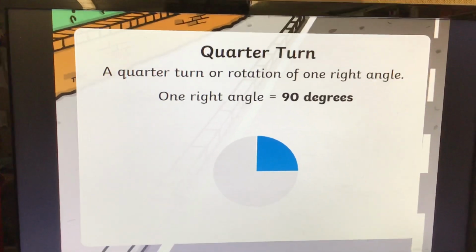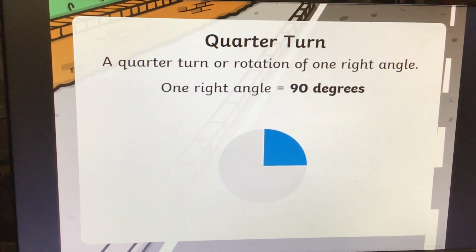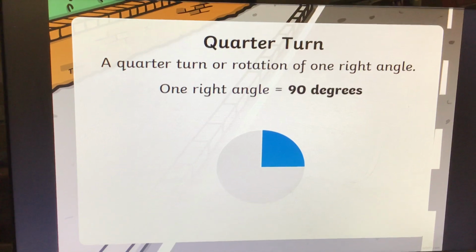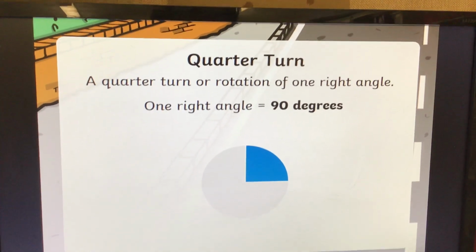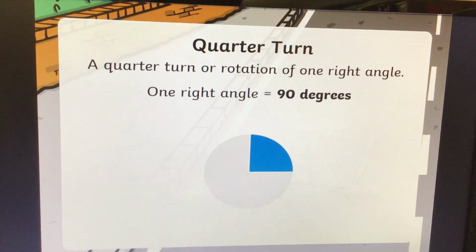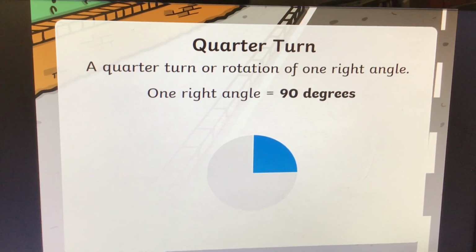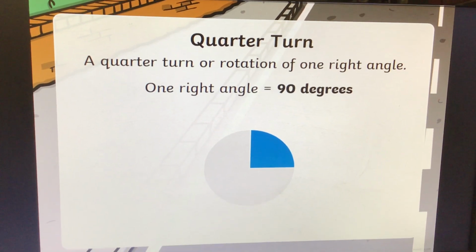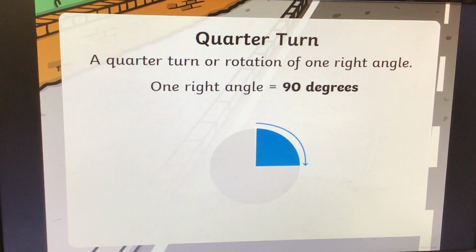A quarter turn or rotation of one right angle is the same as 90 degrees. Now we've come across that 90 degrees before when we were finding right angles a couple of weeks ago, that L shape that turn makes. That's the right angle, it's a quarter turn as well, and it is 90 degrees. There you can see it turn.